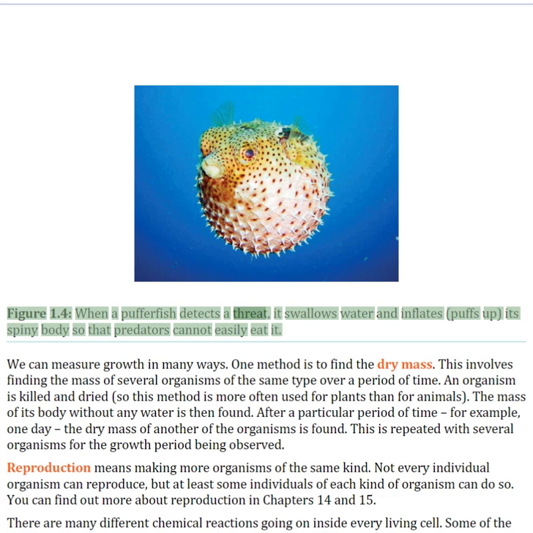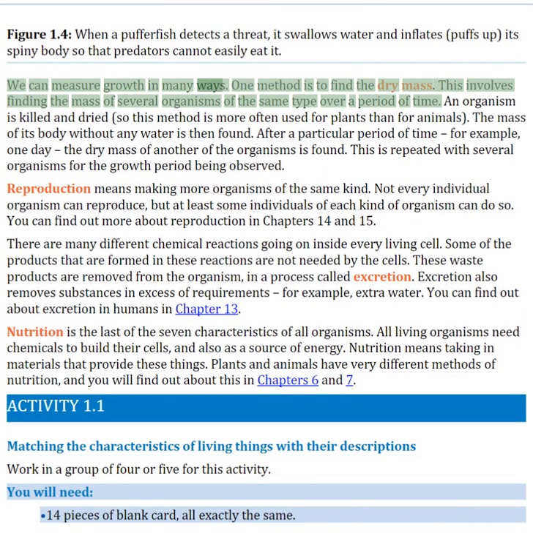When a pufferfish detects a threat, it swallows water and inflates its spiny body so that predators cannot easily eat it. We can measure growth in many ways. One method is to find the dry mass. This involves finding the mass of several organisms of the same type over a period of time.